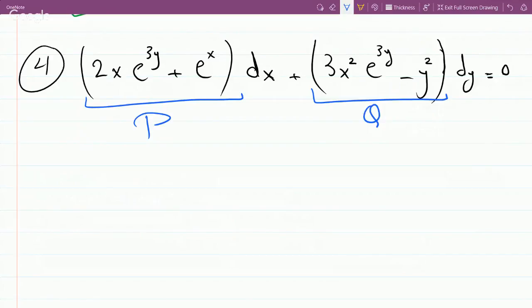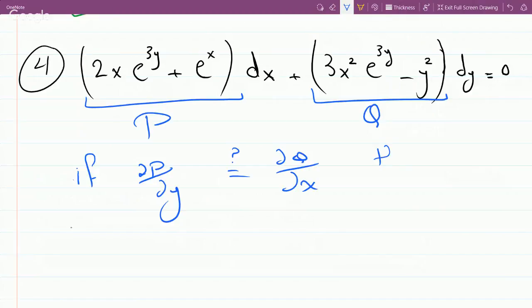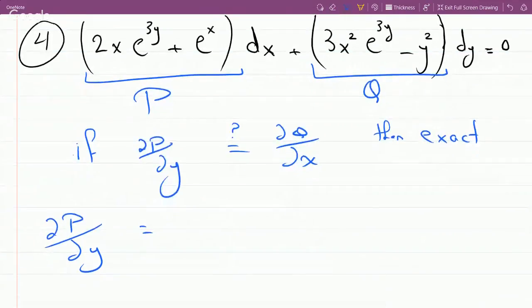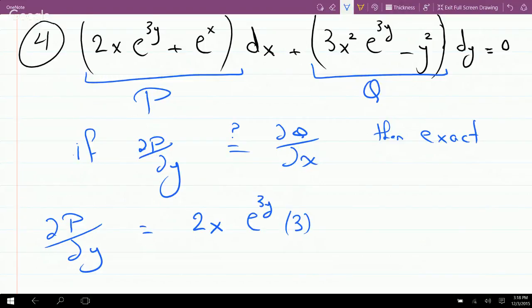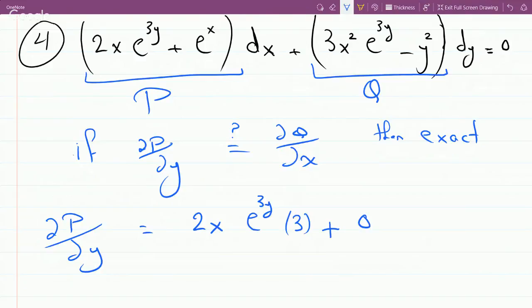And we need to check if this is exact. So if dP over dy equals dQ over dx, then exact. So let's go ahead and do that. So dP over dy is the partial derivative of P with respect to y. So 2x is a number, stays 2x, e to the 3y times the chain rule on the 3y. So that's 3, plus the derivative of e to the x with respect to y is 0.